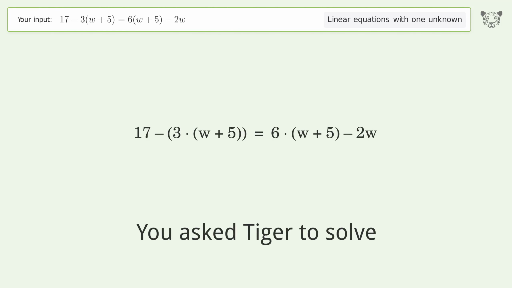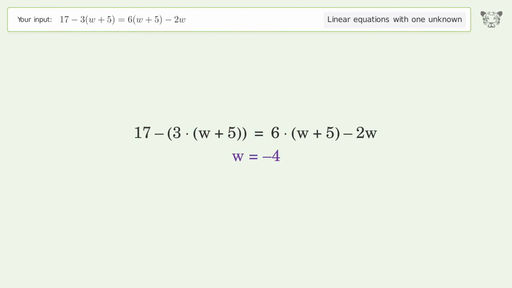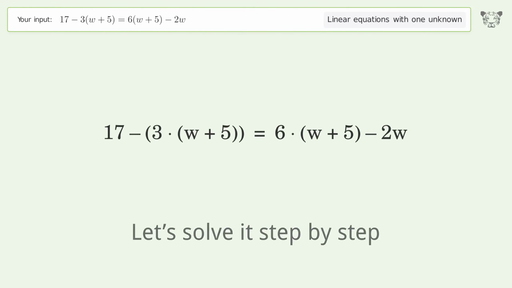You ask Tiger to solve. This deals with linear equations with one unknown. The final result is w equals -4. Let's solve it step by step.